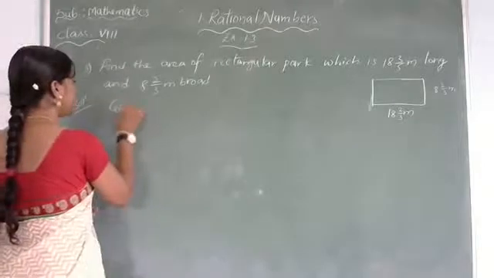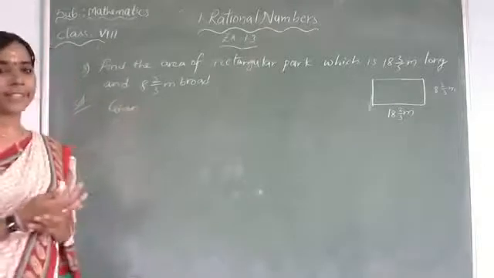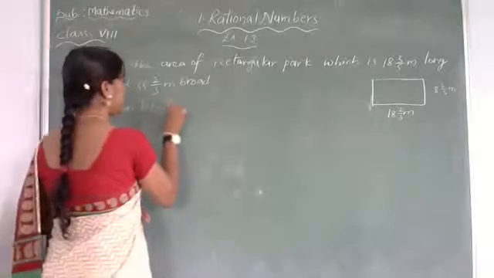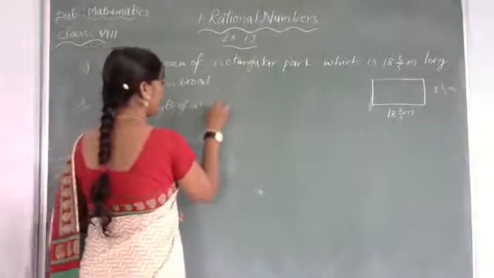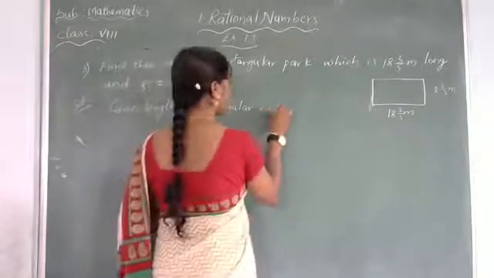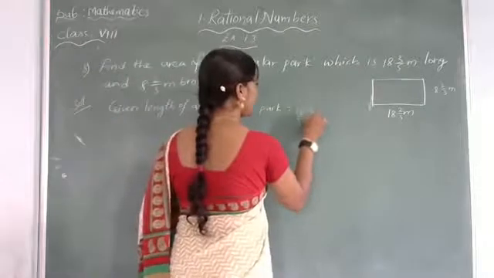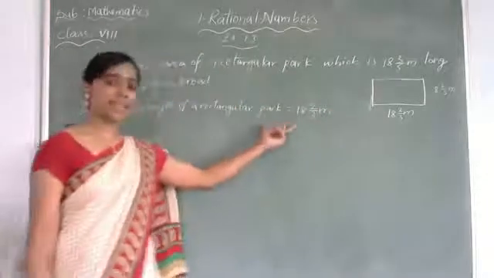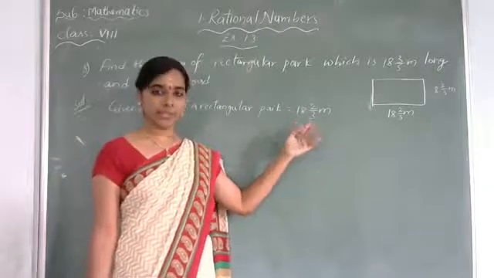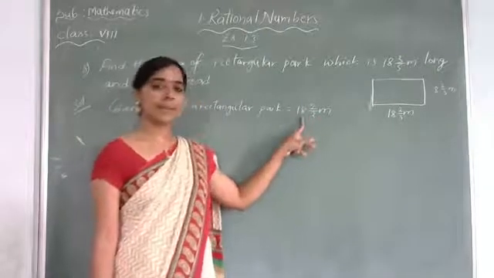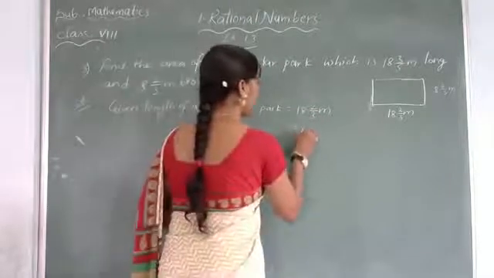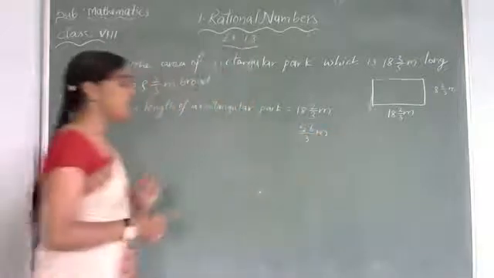First we will write the given things, children. What is given? Length of the rectangular park. These steps you have to write, children. That is 8 2 by 3 meter. See children, observe this length. This length is in mixed fraction, so we have to simplify this one. 8 3s are how much, children? 24. 24 plus 2, 26 by 3 meter. This is the length of the rectangle.